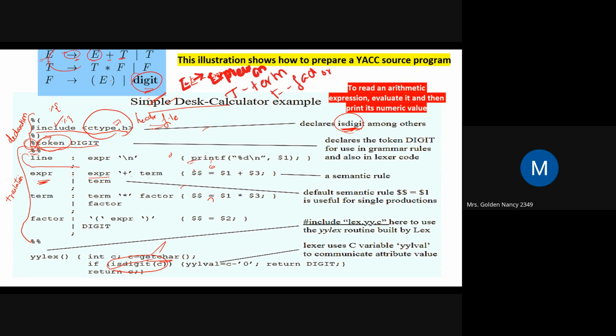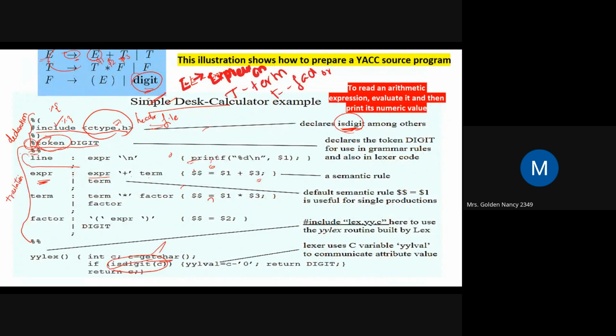Then plus dollar three. Why is it dollar three? Because this E is dollar one, this plus is dollar two, which is not explicitly mentioned, and then this is dollar three. So the third positioned symbol is mentioned here. This is how you represent the semantic rule in the tool.